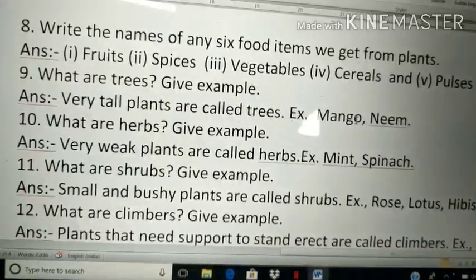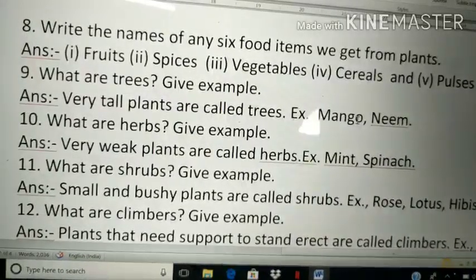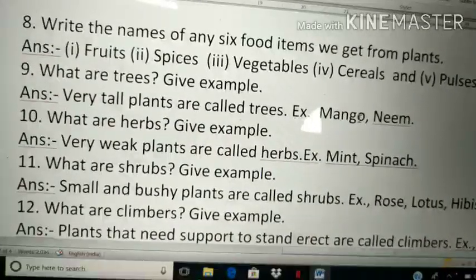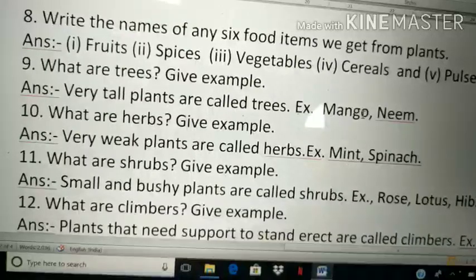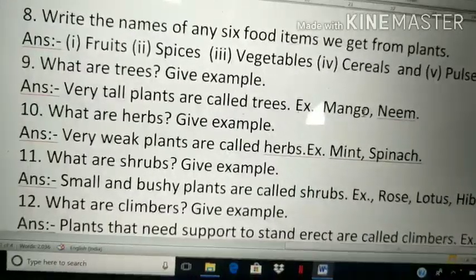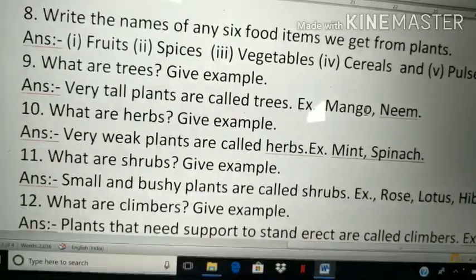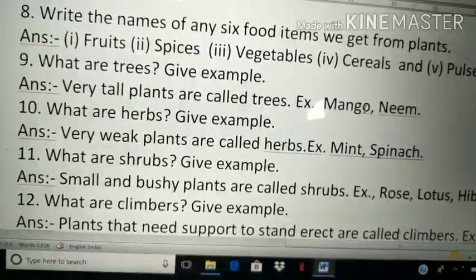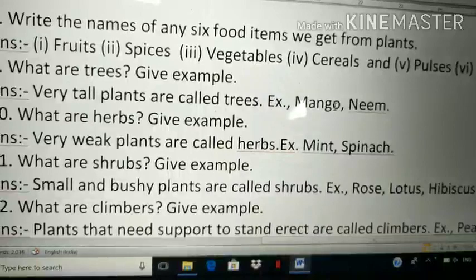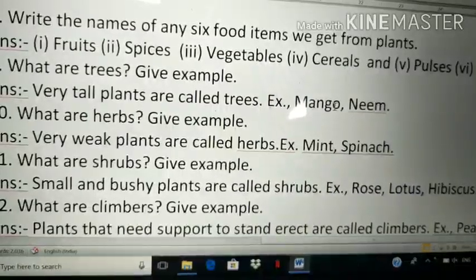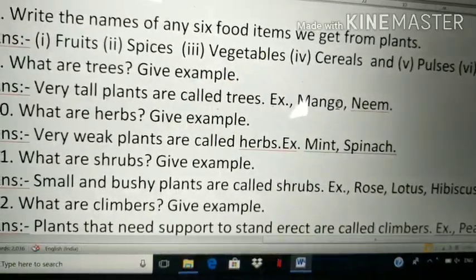What are herbs? Give example. Very weak plants are called herbs. Example, mint, spinach. What are shrubs? Give example. Small and bushy plants are called shrubs. Example, rose, lotus, hibiscus.